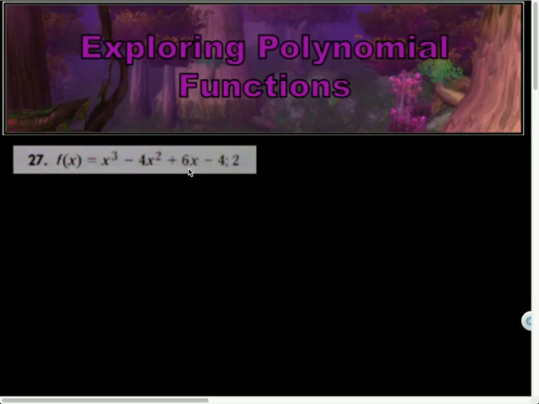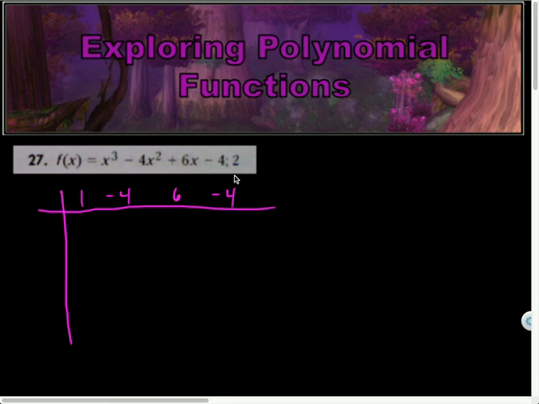So let's see. What are the directions? It says, given a function and one of its zeros, find all of the zeros of the function. So let's set this up. I'm going to make my table, and I will have 1, -4, 6, and -4. They told us that 2 works, so I'm going to plug 2 in, actually in yellow, and we're going to synthetically divide by 2. That will tell us 2 things. 1, it will give me the remainder of 0, verifying that it is, in fact, one of the zeros.